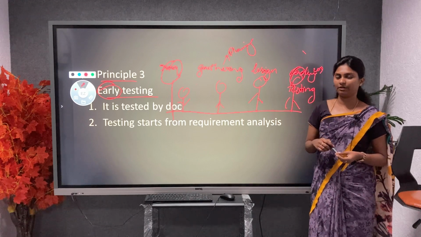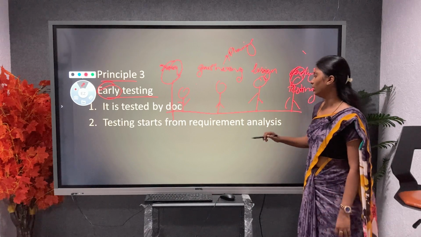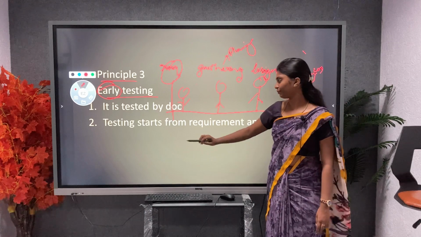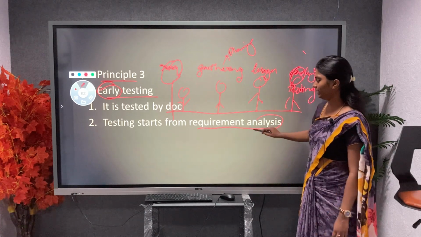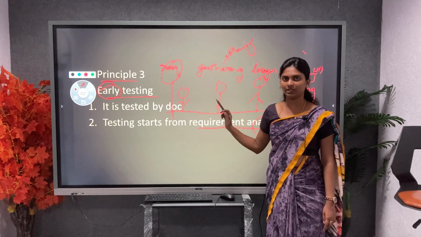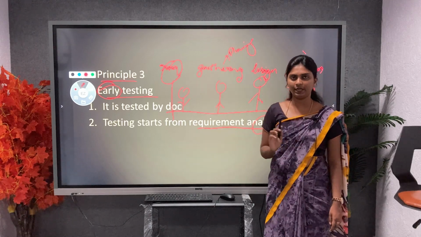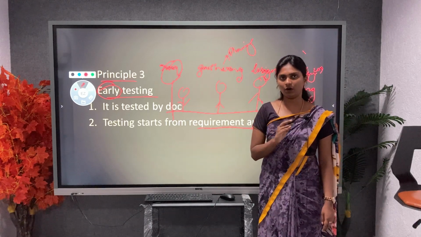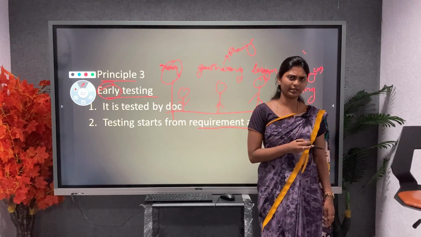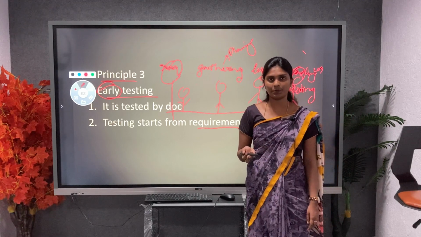So we have to identify bugs at early stages only. For example, it is tested by the requirement analysis. It is an example of early testing. We have a project, we have already prepared the project completely, so we will go through the guide and say that I have completed the particular project.